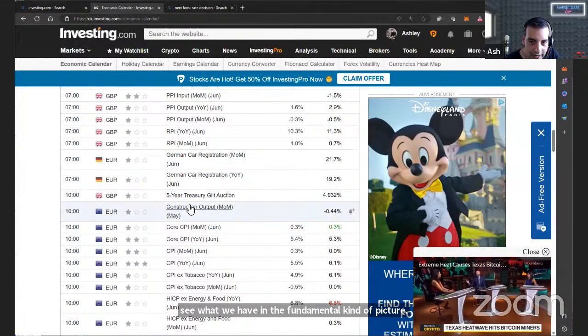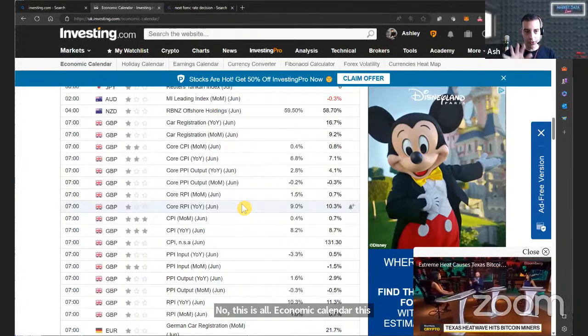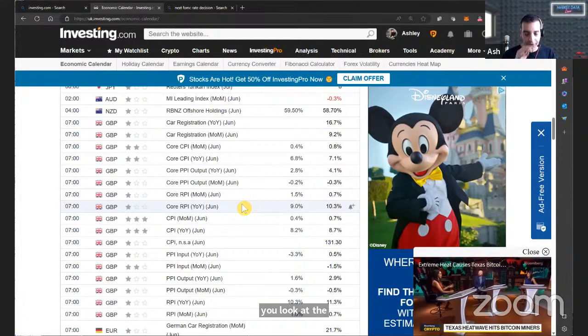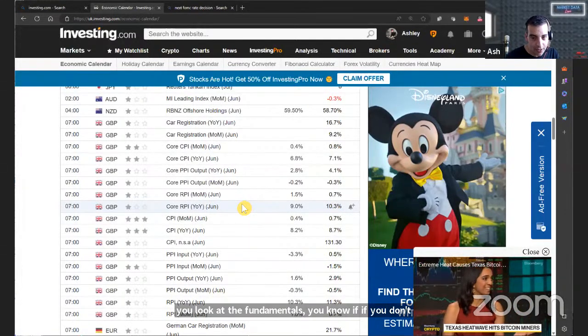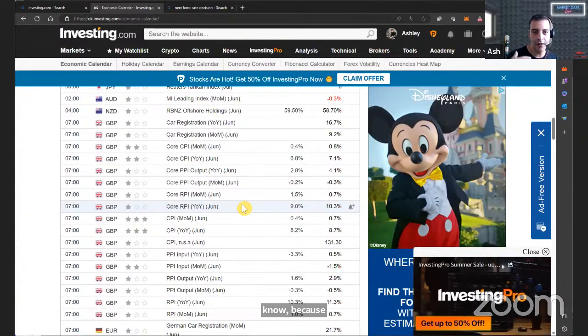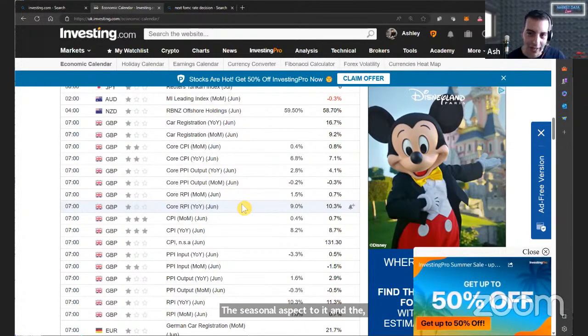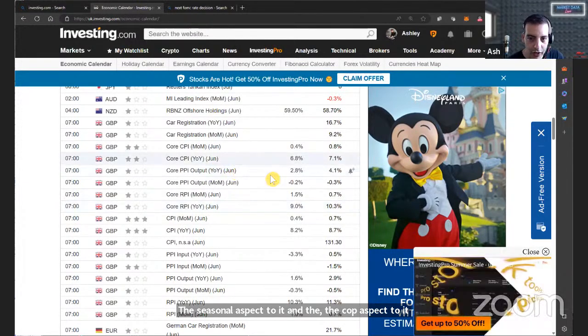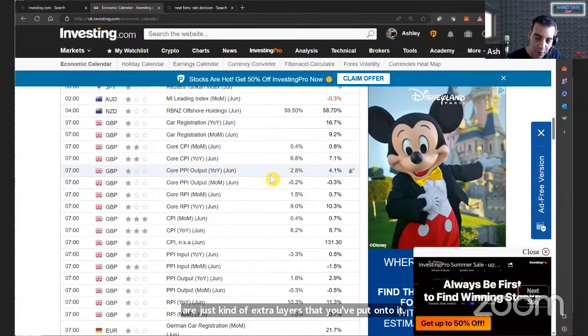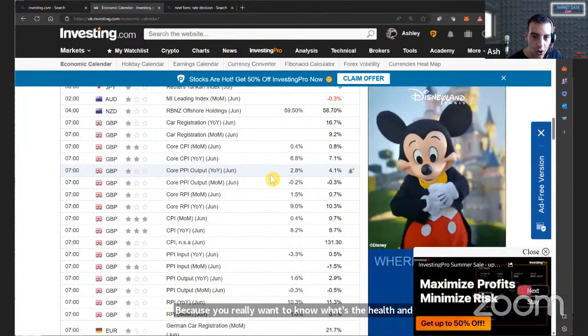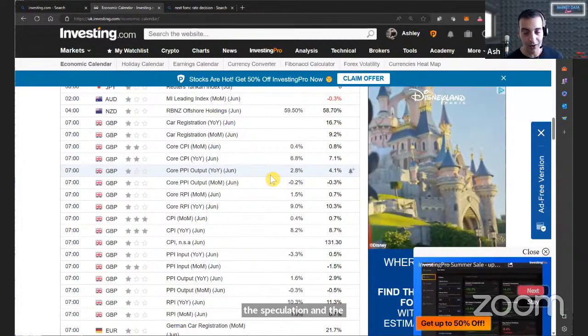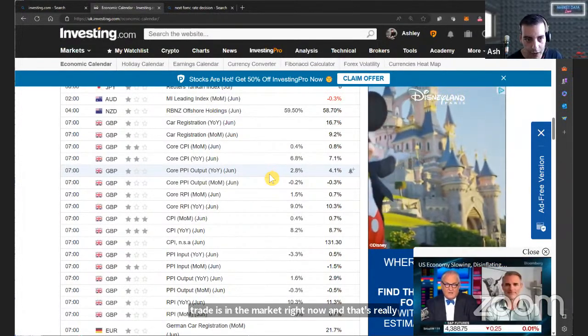Now, this is our economic calendar this week. When you look at the fundamentals, if you want to trade in a completely different way, so you just want to trade on one of these signals, the fundamentals are the ones to go with, because it's the fundamentals. News makes the move, so it's the fundamentals that are going to drive the market. The seasonal aspect and the COT aspect are just extra layers that you put onto it, because you really want to know what's the health and the speculation and the determination of traders in the market right now, and that's really generated from what's going on with the fundamental data.